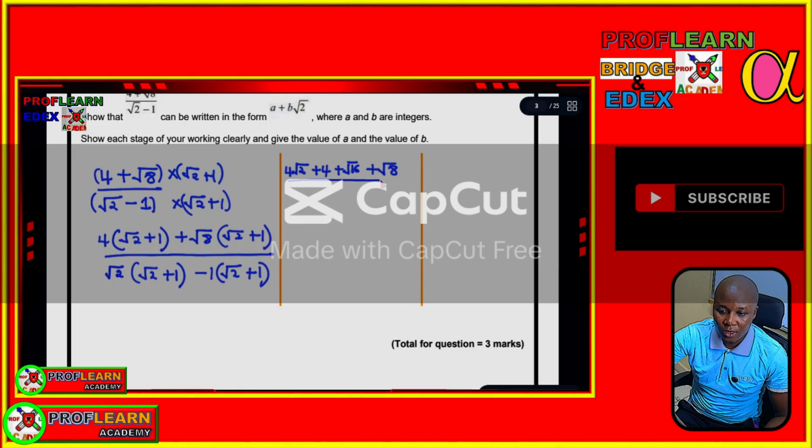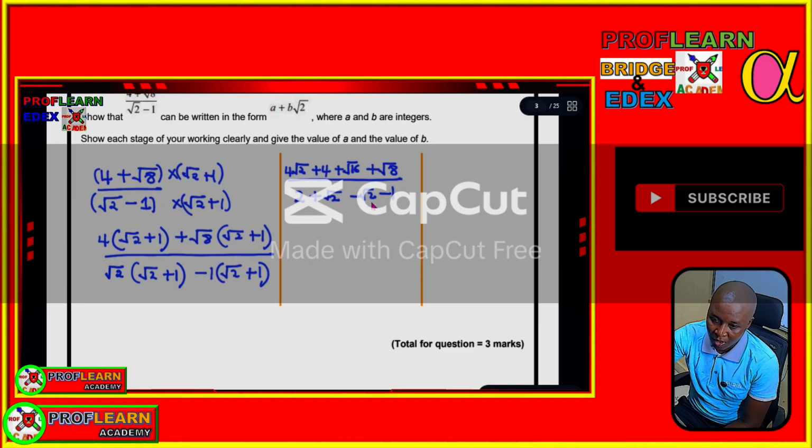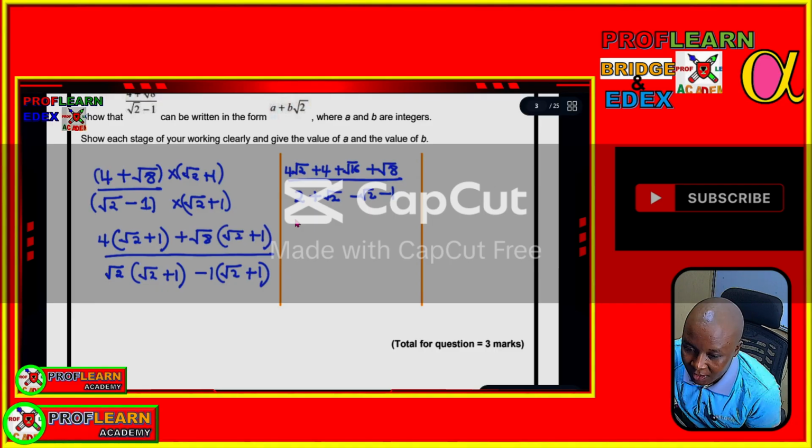So we are going to say root 2 times root 2 is going to give us positive 2. Root 2 times 1 is going to give us root 2, and minus 1 times root 2 is going to give us minus root 2. Then minus 1 times positive 1 is going to give us minus 1.